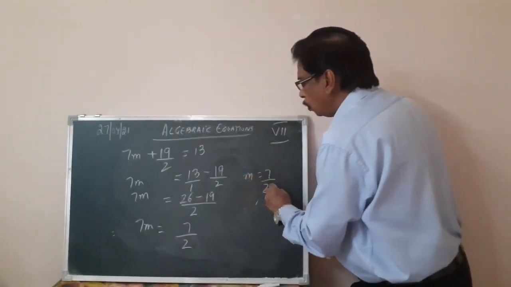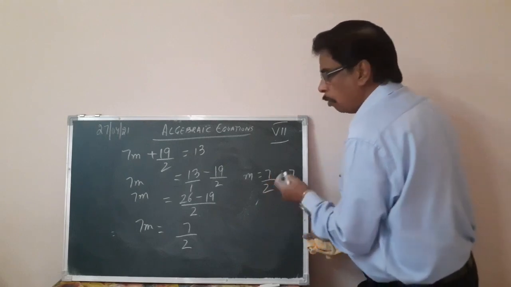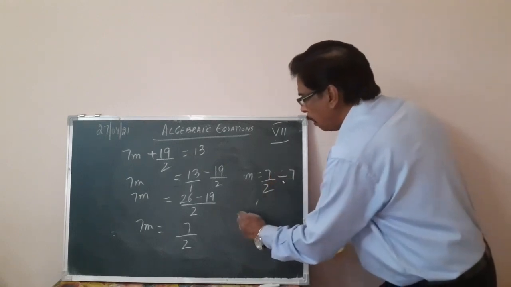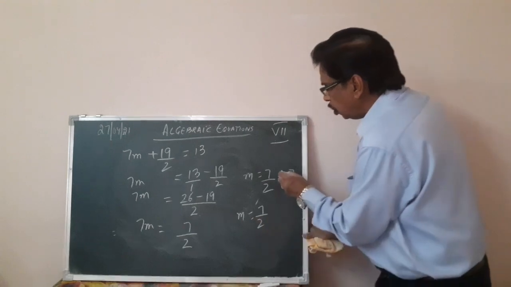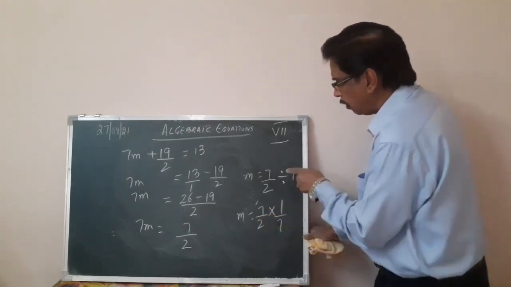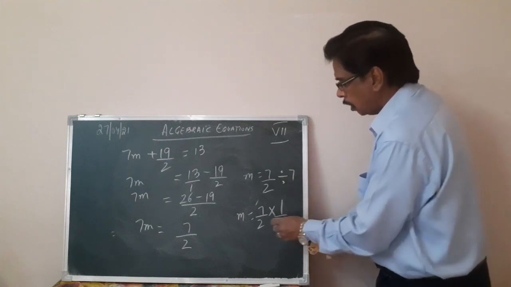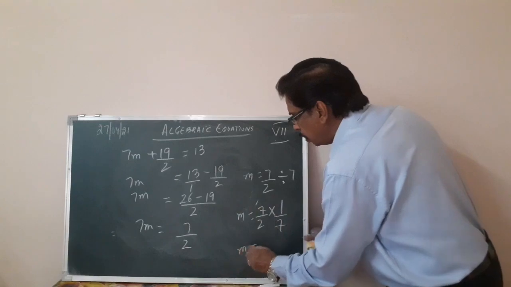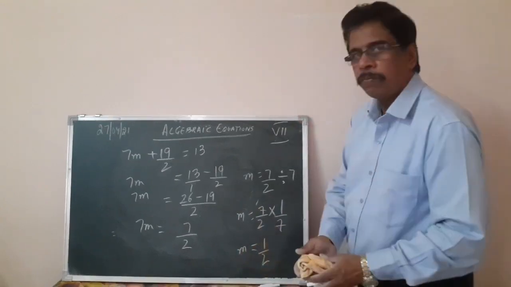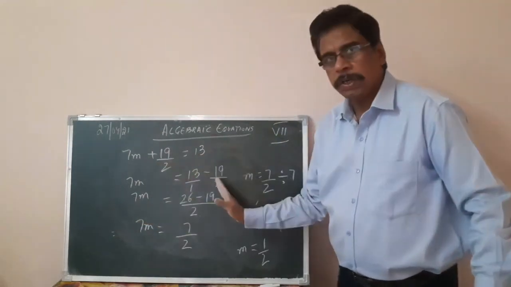So m is equal to 7 upon 2 divided by 7. So m is equal to 7 upon 2, change the division to multiplication, it becomes 1 upon 7. Change the division to multiplication, we make a reciprocal of the number. 7, 7 cancels, m is equal to 1 upon 2. Variables keep it this side, constants bring it this side.